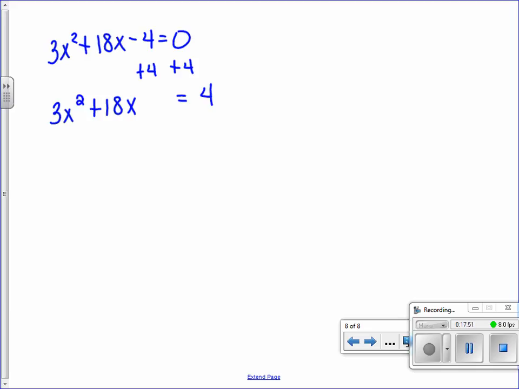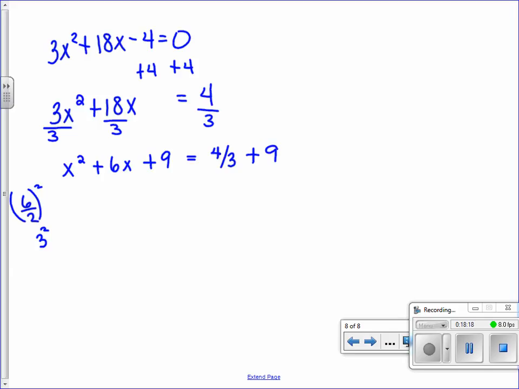Divide by a, which is 3. Everything gets divided by 3. So I have x squared plus 6x equals 4/3. Okay, so 6 over 2 is 3, and 3 squared is 9. So I'm going to add 9 here and add 9 here. Four thirds plus 9. Let's see. 31 over 3.